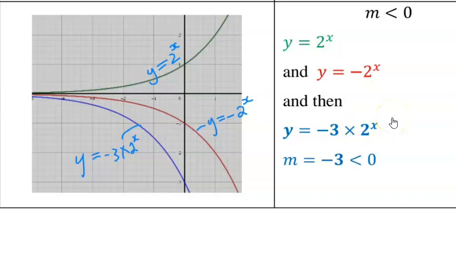If I look at the y-intercept of the red graph, that is negative 1. So the distance from the x-axis to that y-intercept is 1. But the distance from the origin to the blue graph's intercept is 3. So it is stretched vertically, but it's just stretched in the negative direction because of the minus 3 here.